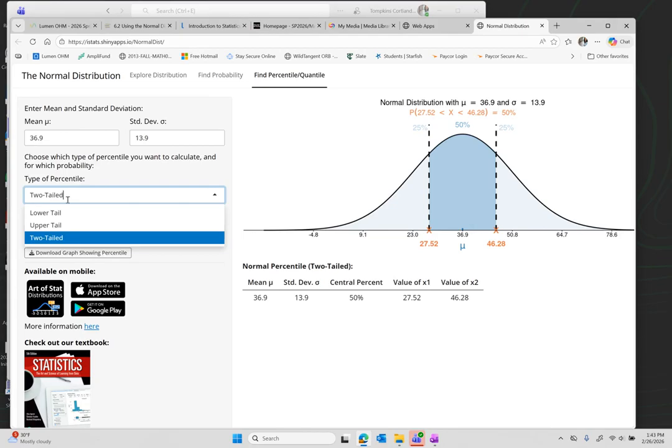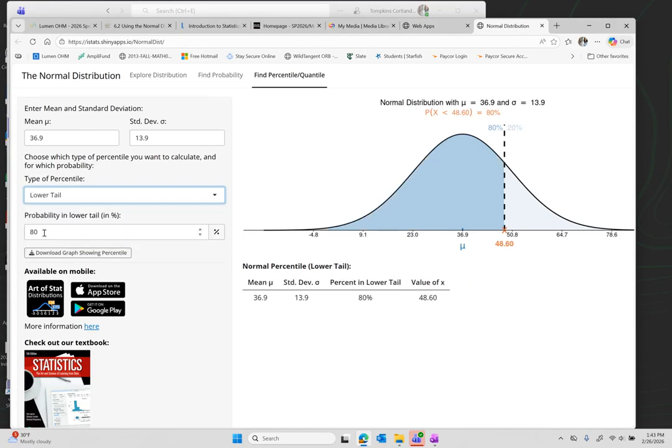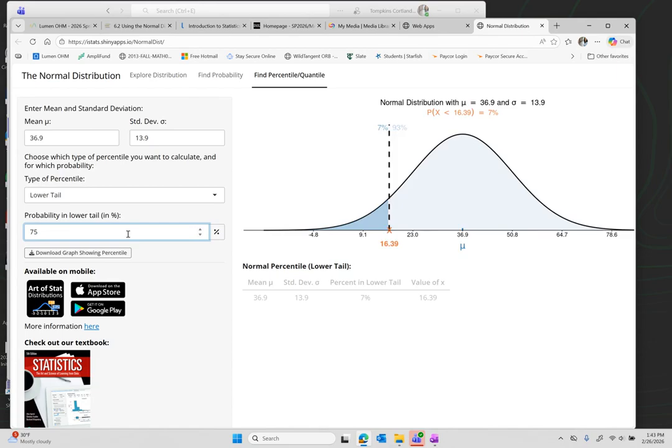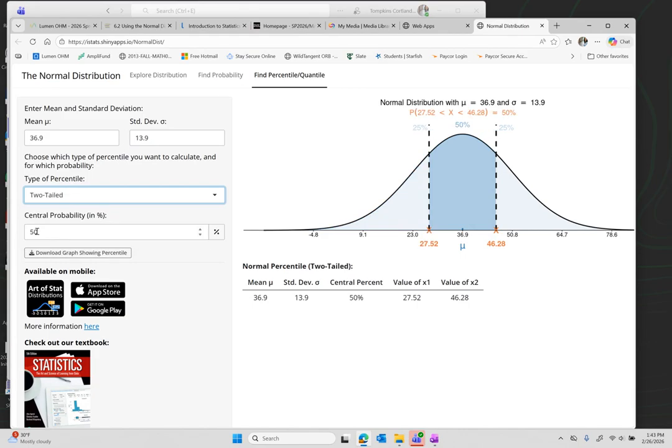to do a lower tail distribution, and I want the probability in the lower tail to be 25%. That will give me the first quartile. And to find the third quartile, I want a lower tail to have probability 75%, and that will give me the third quartile. So if you remember, quartile 1 is the 25th percentile, and quartile 3 is the 75th percentile. And again, this will allow me to find the two quartiles.